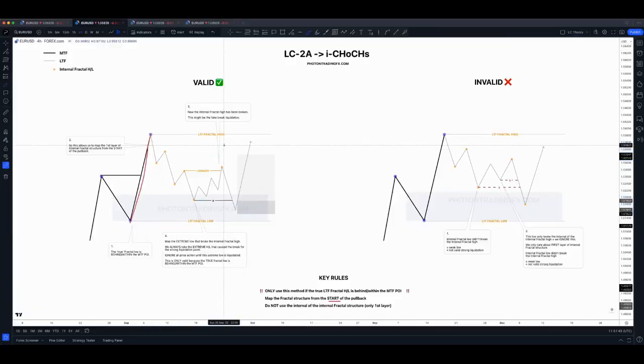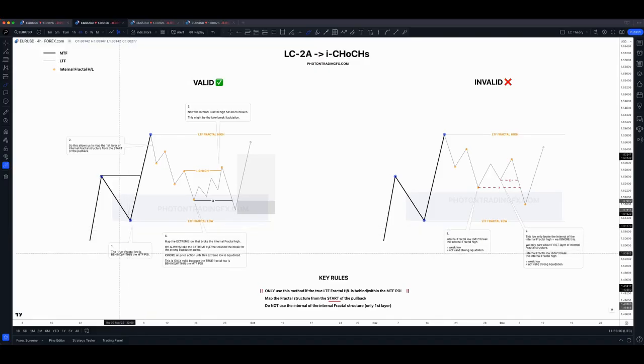So the way you do this: when this happens and you see that the true low is behind or within the POI, by within the POI, what I mean is sometimes the fractal low might be like here, right? Then when price comes back and you get your POI mitigation, it hasn't actually taken the true fractal low yet. So this is when you're allowed to look at the internal fractal structure, okay?